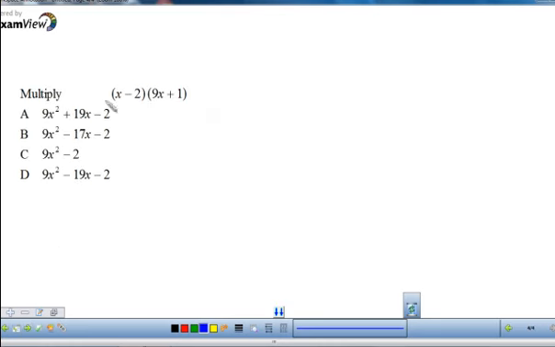Okay, so we're going to multiply. We start with the x, and we're going to distribute the x twice. So x times 9x is 9x squared. X times 1 is 1x. We're going to do the same thing with the negative 2. Negative 2 times 9x is negative 18x. And finally, negative 2 times 1, that's going to give me negative 2.